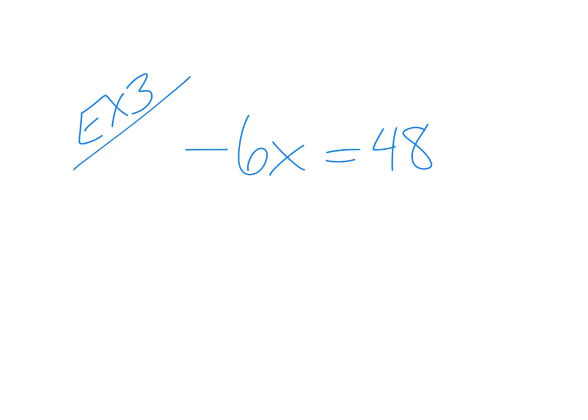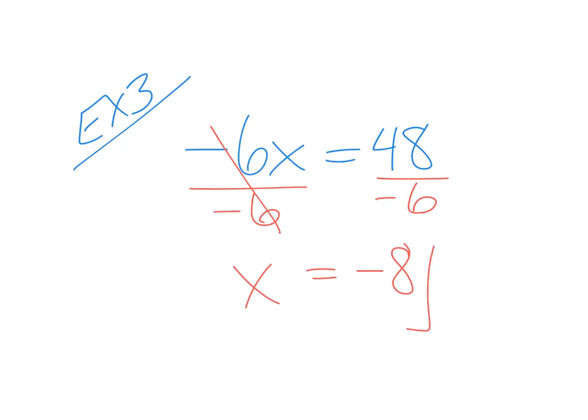What is this currently doing? The negative 6 and the x. Multiply. It's multiplication. So the inverse of that would be? No, you divide by. Correct. Division. So we divide by negative 6 from both sides. I'm left with x equals, what's 48 divided by negative 6? Negative 8. Very good.